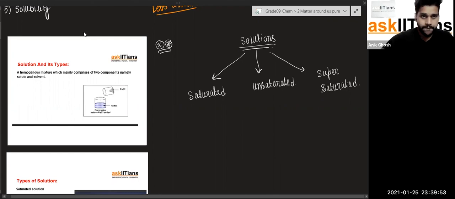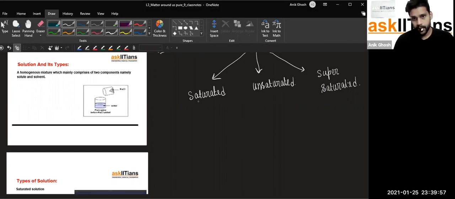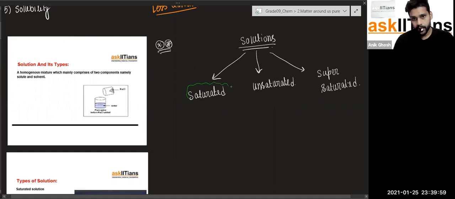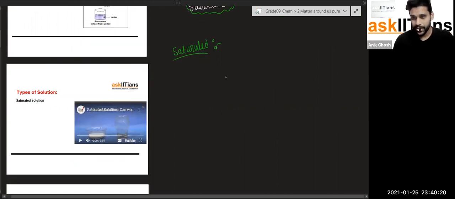Now, these three are the types. So now we are going to learn about them one by one: saturated, unsaturated, and supersaturated, and after that we would go back to the solubility part. So first is saturated solution. Let's take an example, a real life example.